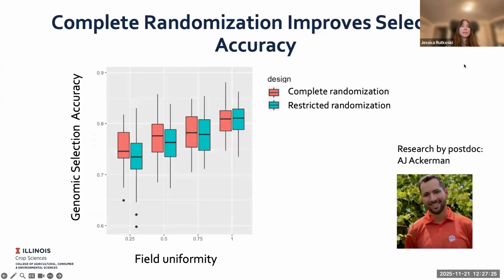We found that this actually does help us improve selection accuracy. We've done some simulation work just to confirm that. We can see here the complete randomization, what we're doing, in red, versus the old way, what we call restricted randomization, in blue. Complete randomization gives us a little better genomic selection accuracy, especially when you have less field uniformity.